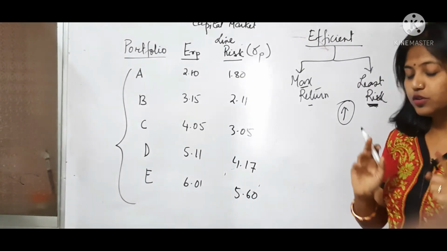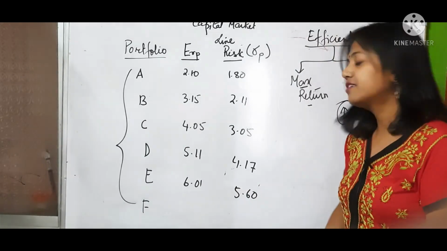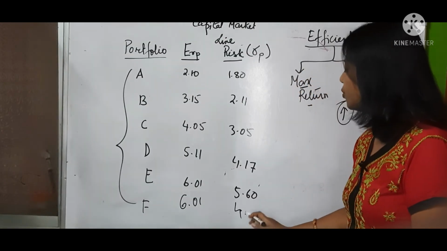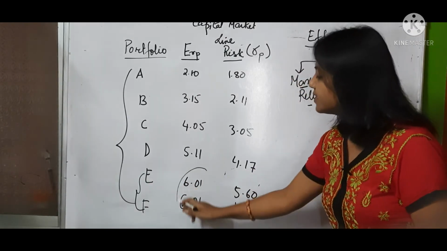Okay, so suppose I have another portfolio, F, and suppose F gives me 6.01 return and the risk is 4.10. You can see that E and F both of them give the same return.